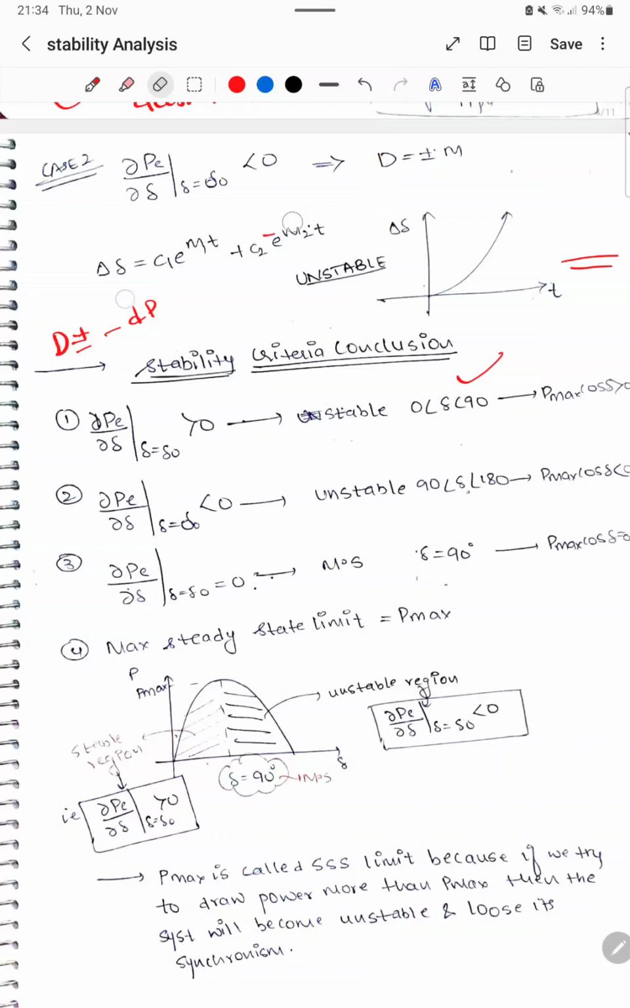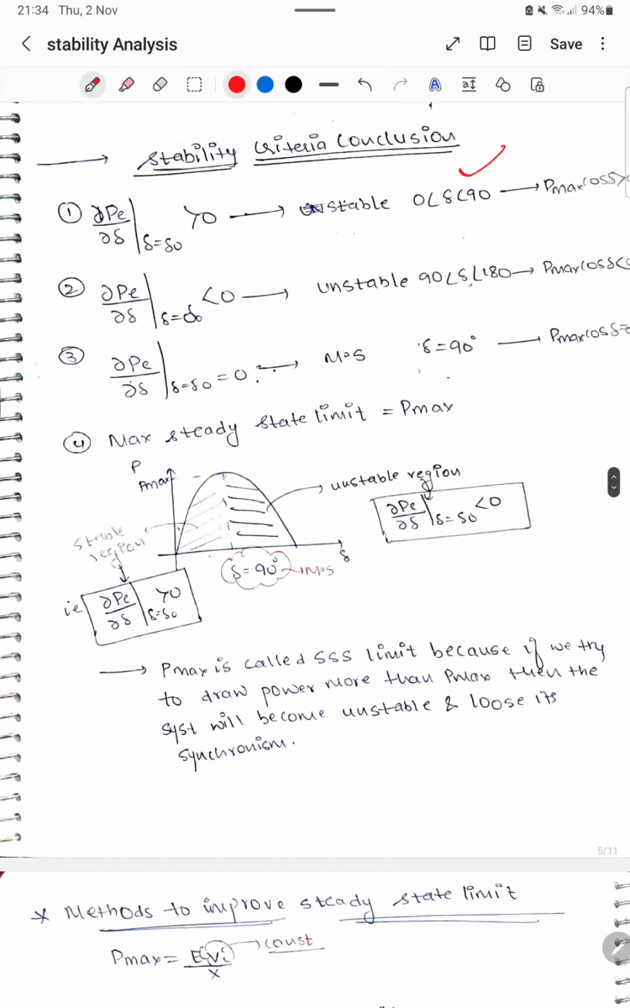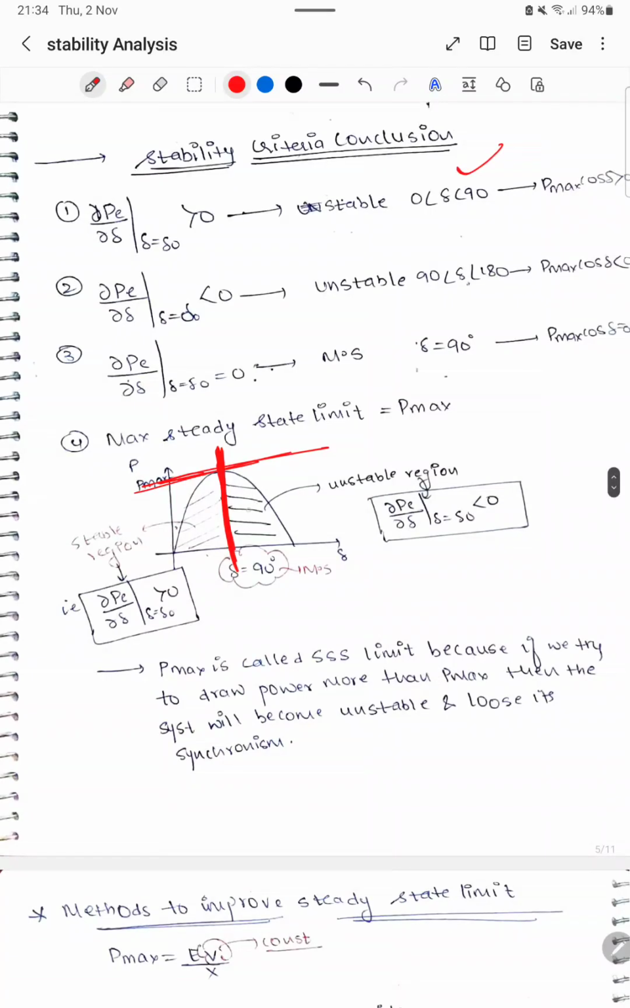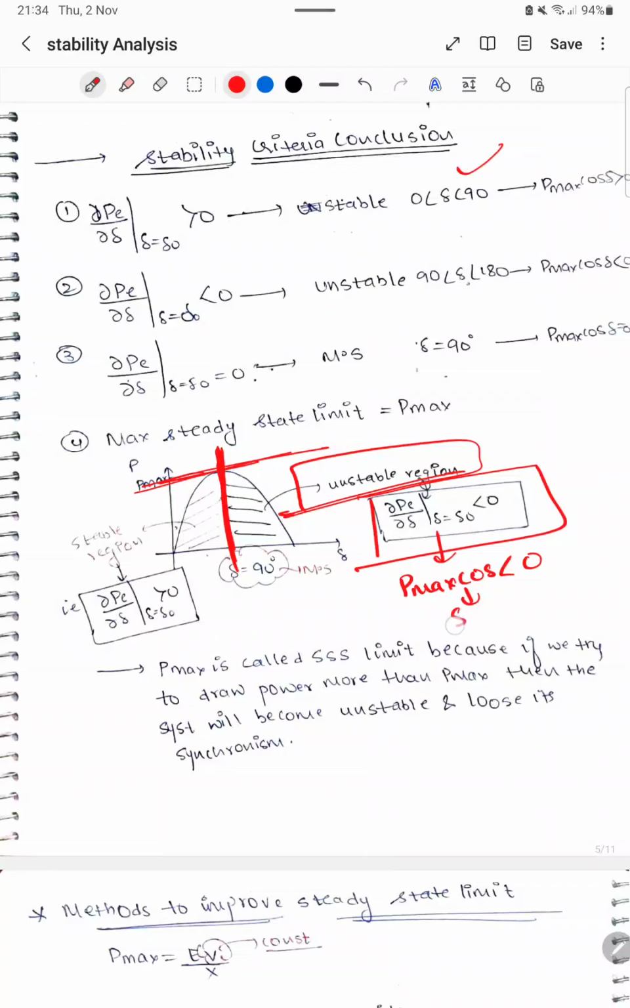One more thing which we saw was the steady state limit, P max. P max is the maximum limit at which we will be having a steady state. Once you go beyond P max, it will start becoming unstable. Unstable meaning dou P by dou delta is negative, meaning P max cos delta is negative, meaning delta is lying between 90 to 180 degrees.